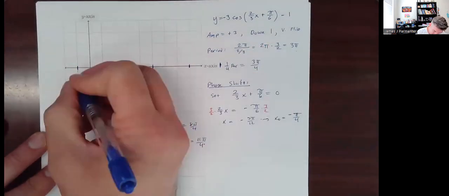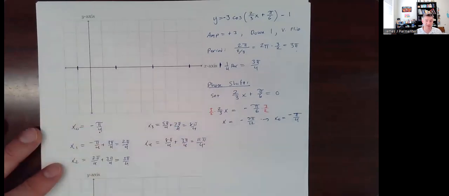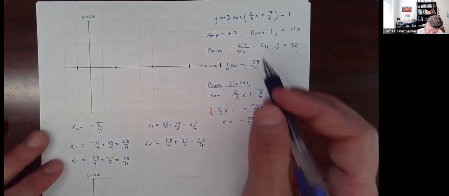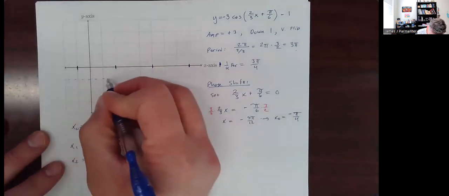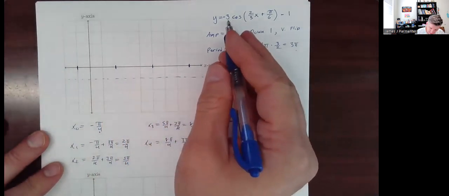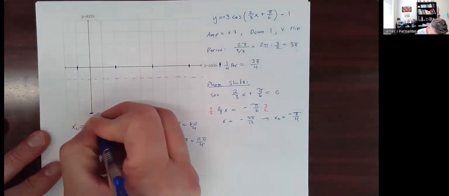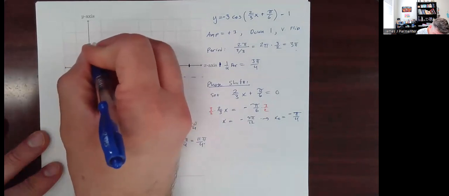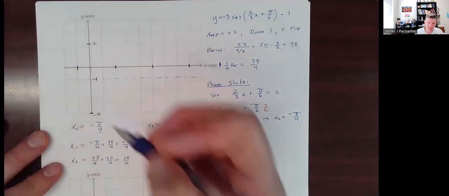Okay. So before I actually write things on here, let's figure out where my graph is going to go so I don't make the same mistake I made last time. So let's see. I'm going down 1. So there's my new middle line at negative 1. And then I'm going an amplitude of 3. So I'm going to be down as low as negative 4, and as high as 0, 1, 2, so as high as 2. So there's my top, middle, bottom.